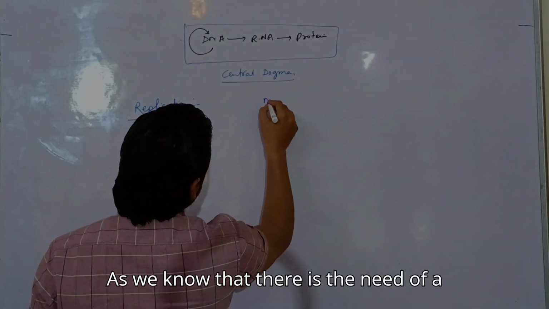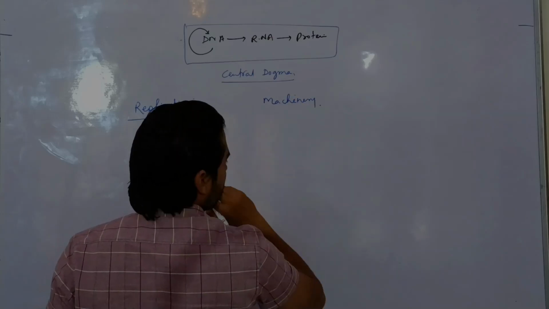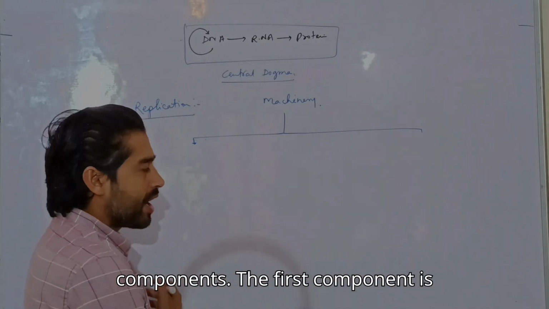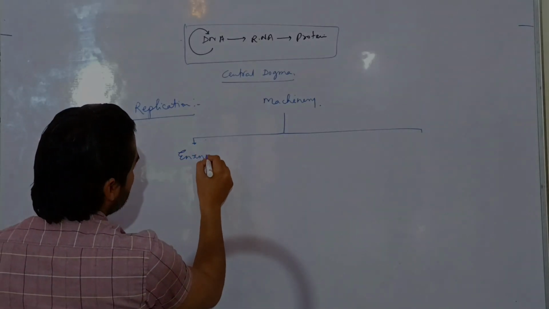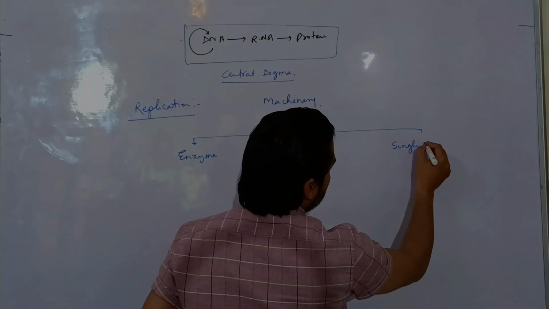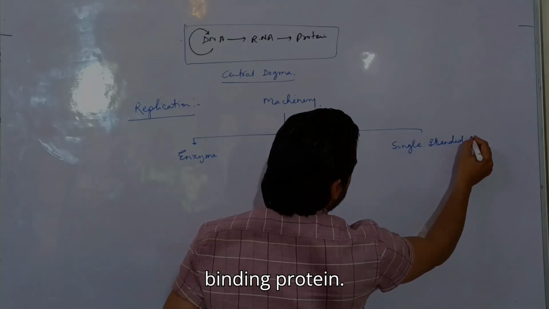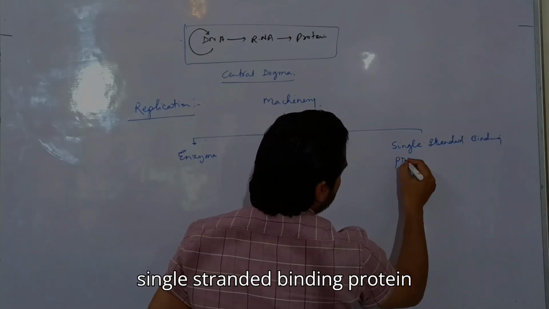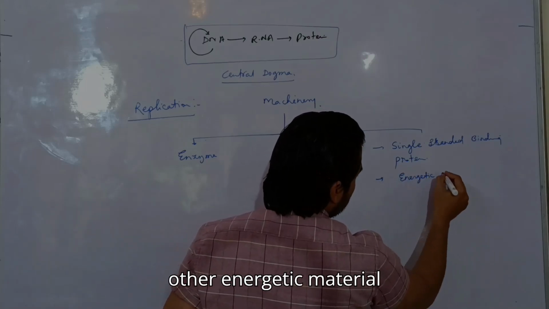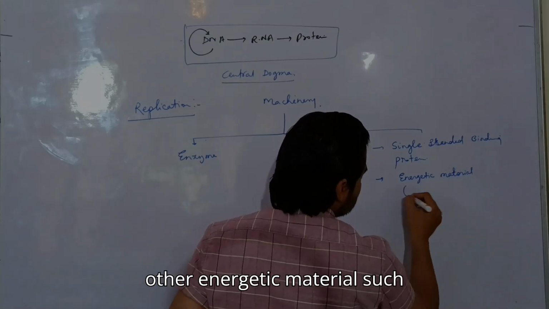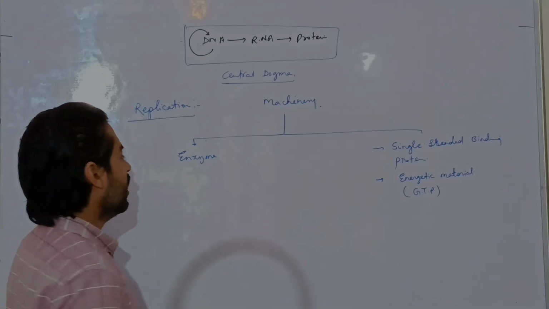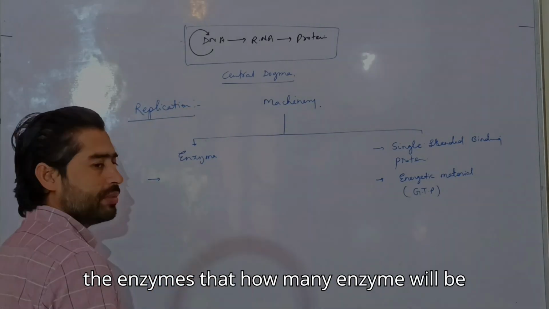As we know, there is a need for a specific machinery for replication, and this machinery needs two types of components. The first component is enzymes and the second component is single stranded binding protein, and other energetic material such as GTP, guanosine triphosphate.